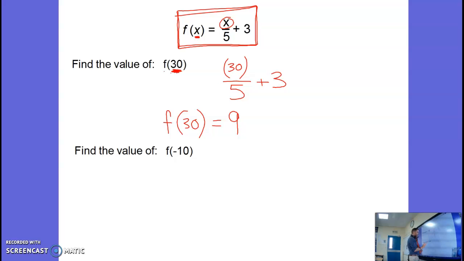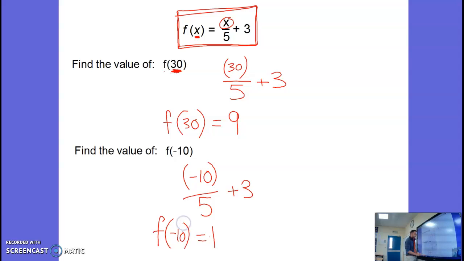Find the value of f of negative 10. Well, same thing again. We're going to put negative 10. I would get into good habits of putting brackets around any input because it can stop you making mistakes with negatives later on. So negative 10 divided by 5 and then add 3. Well, negative 10 divided by 5, that's negative 2. Negative 2 add 3 is 1. So I could say that f of negative 10 equals 1. And that is substituting there, evaluating when you've been given some inputs there.